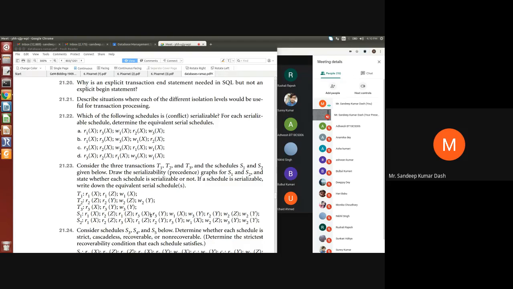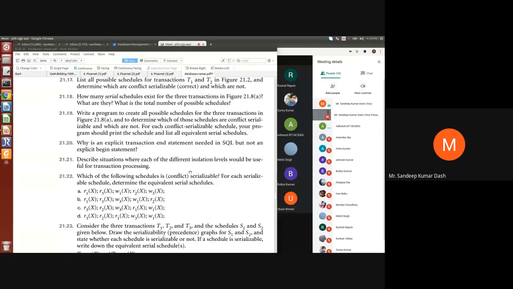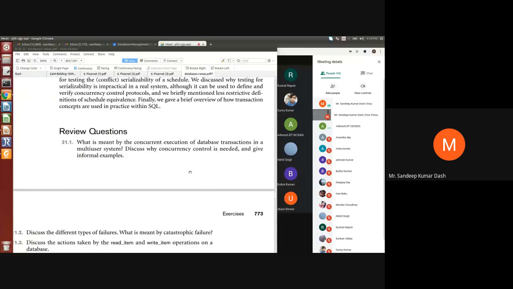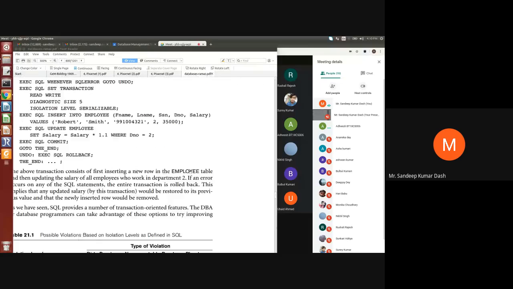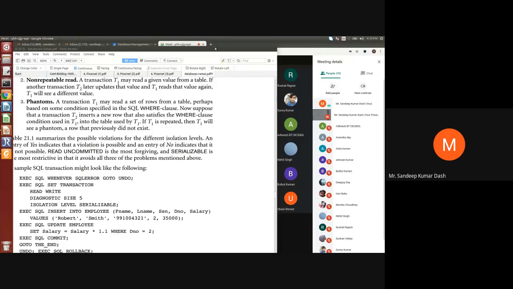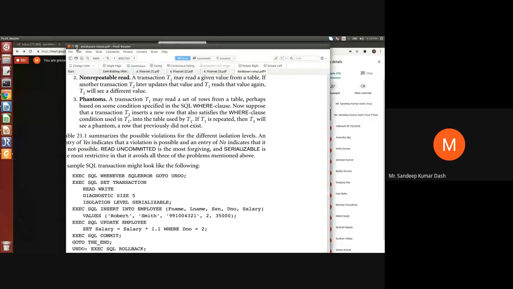I am telling you from a single book only, the ebook that I have shared. Every single concept of the DBMS is there. So no need to go anywhere else. Just read through this book.